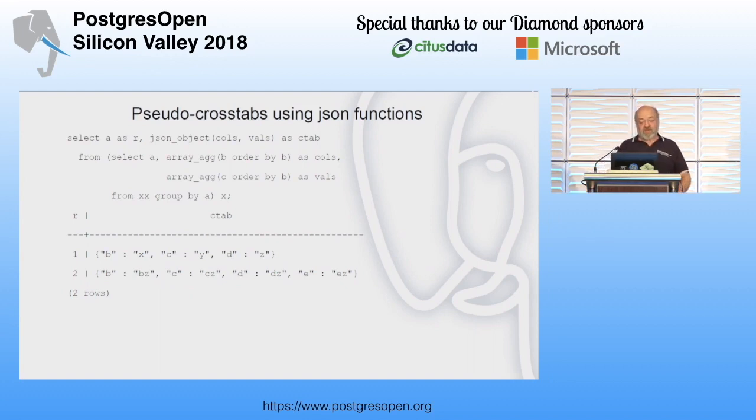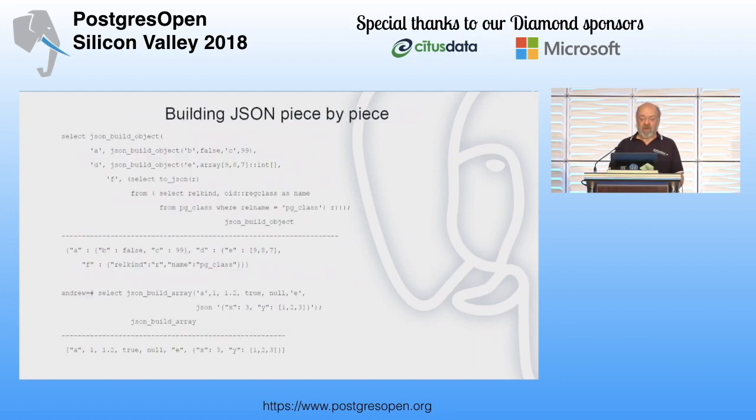And so this is an example that I more or less put together to demonstrate the power of the generation functions that we have in JSON. This would be something that you could do. As I say, the particular advantage of this is you don't need to know ahead of time what those column headers are going to be. So you can build up JSON piece by piece.